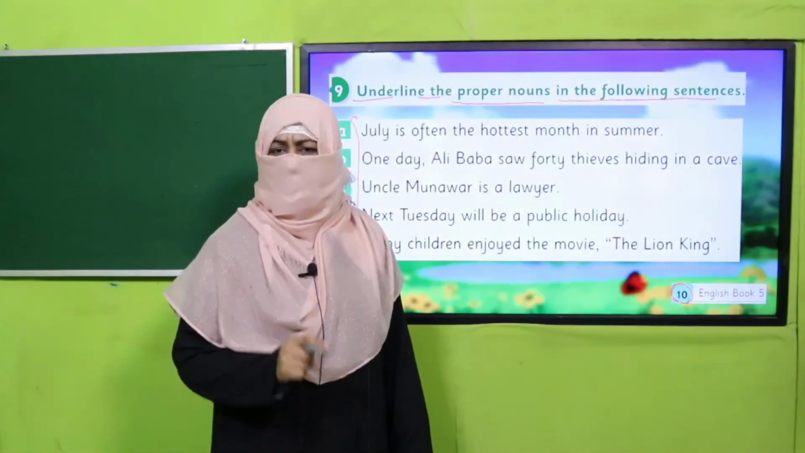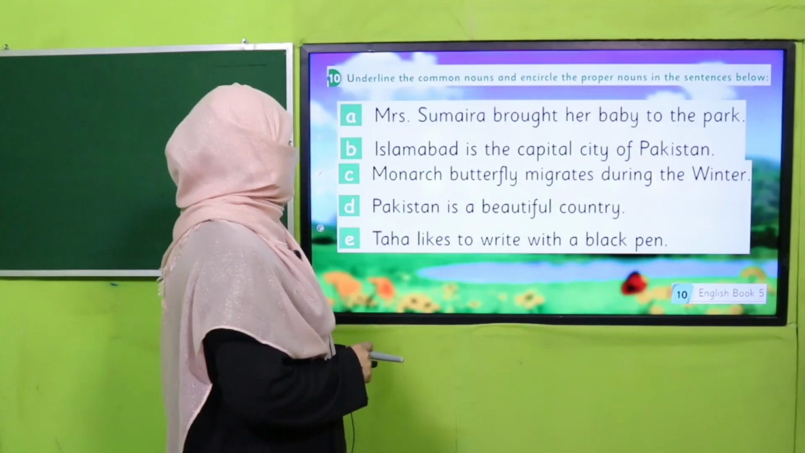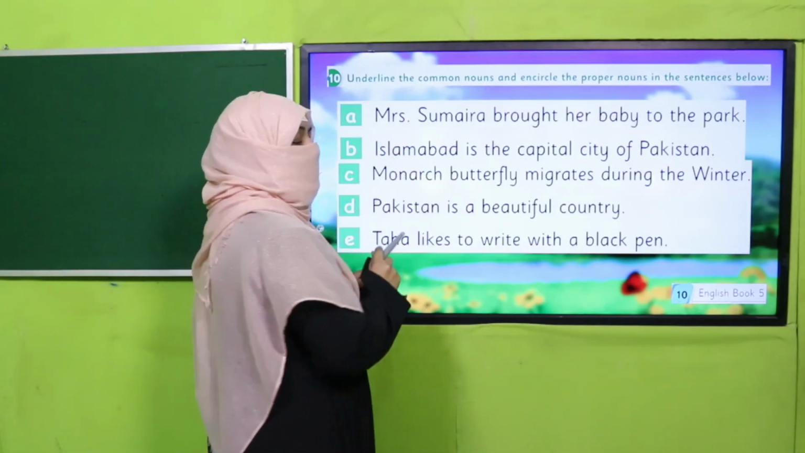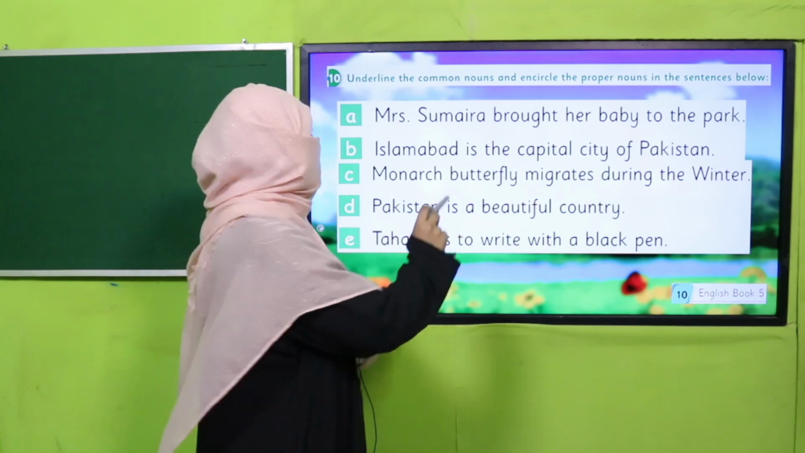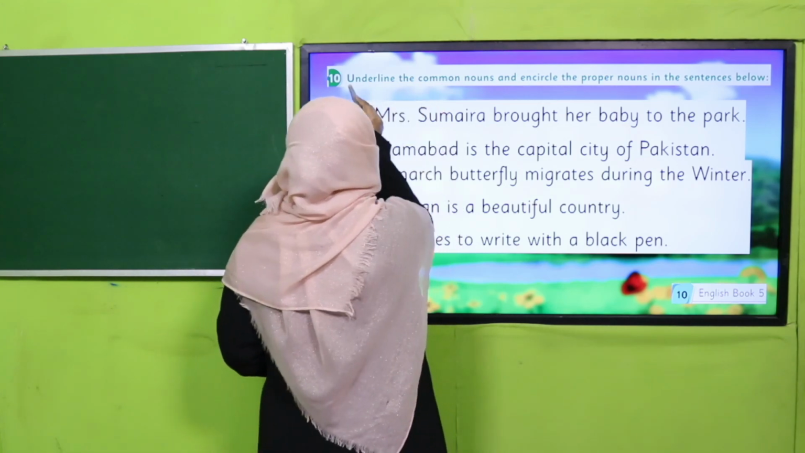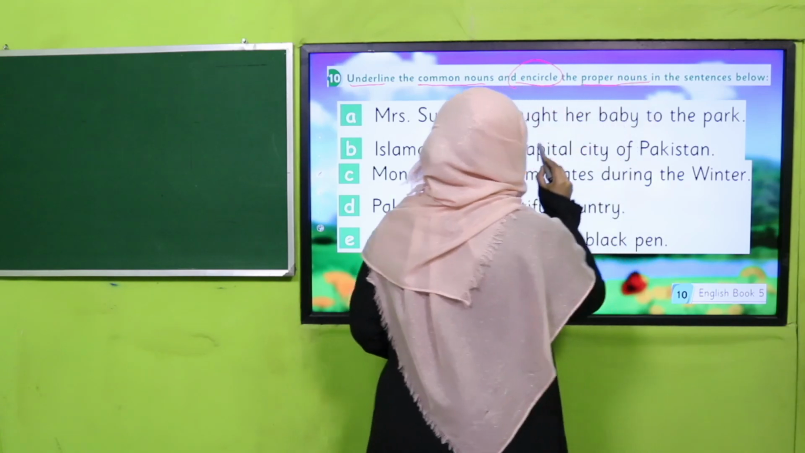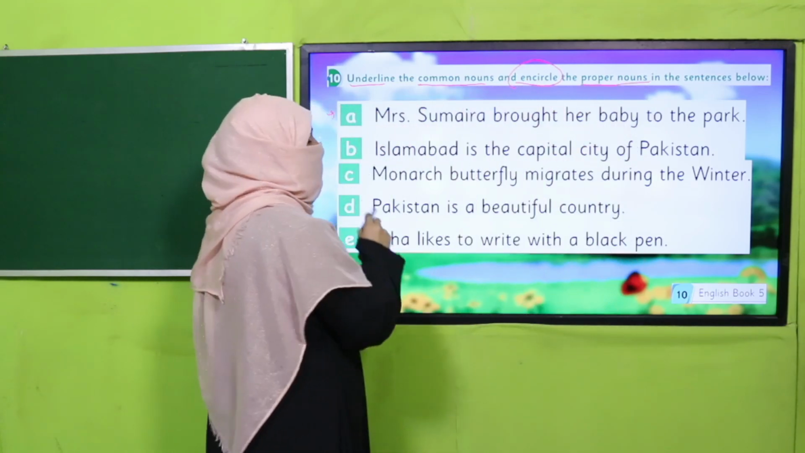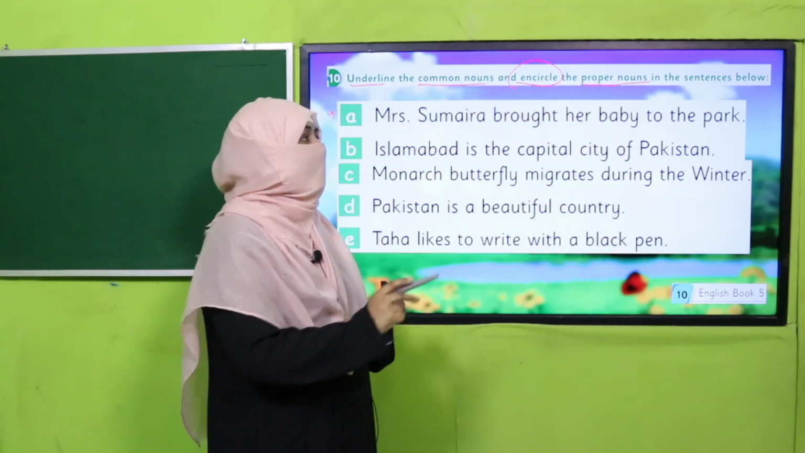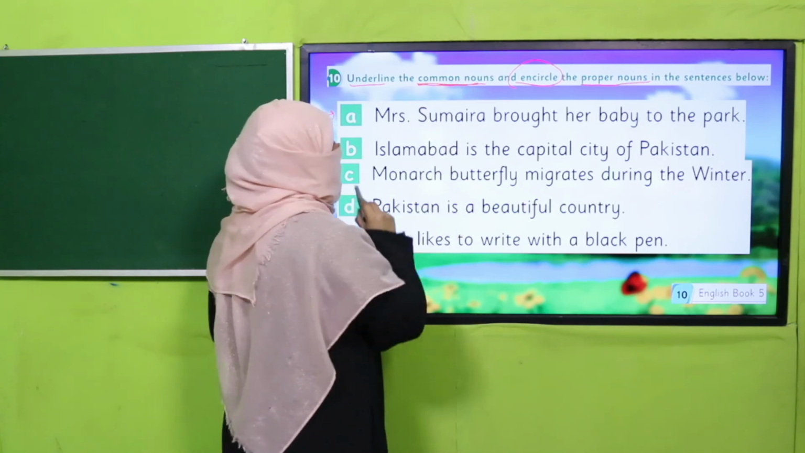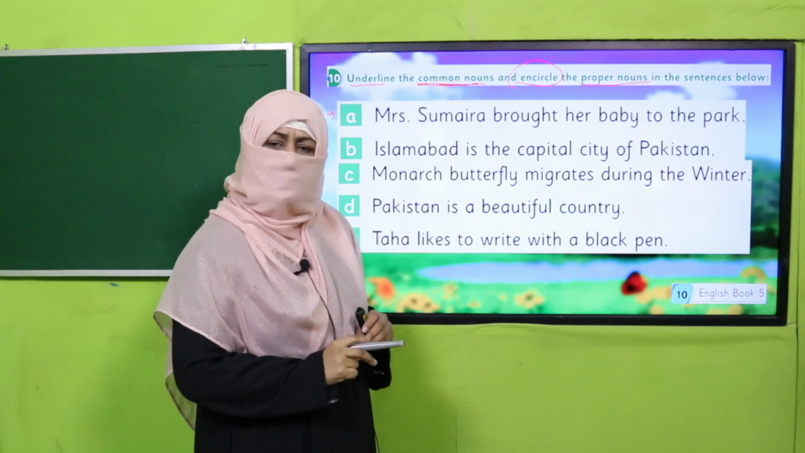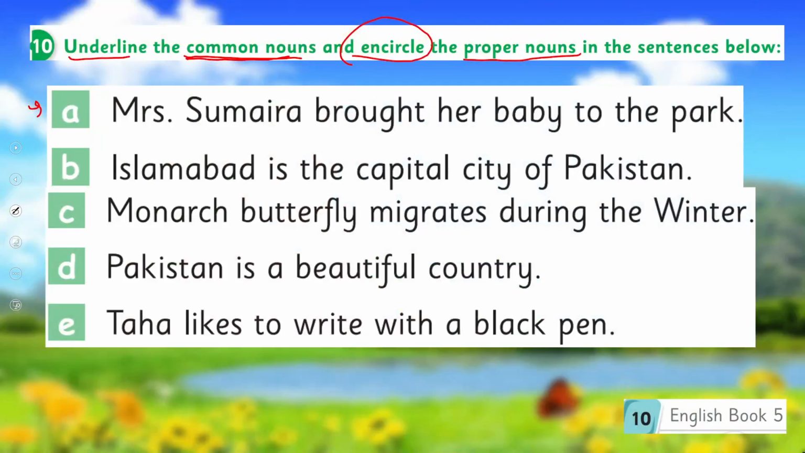Yes, my dear children, are you done with it? Good job. So next, now here a little more. What we are supposed to do: you will underline common nouns and you will encircle proper nouns. So here there is a mixed blend, there are common and proper nouns both. So you will underline common nouns and circle proper nouns. Pause the video and just do it.